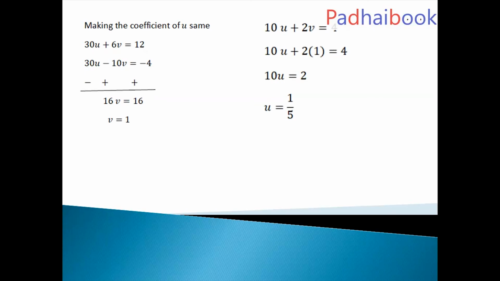Now I have put the value of v and calculated the value of u. 10u plus 2 equal to 4. So 10u is equal to 2 and u is equal to 2 by 10, which is 1 by 5. Now after that, here I have 1 upon x plus y is equal to u and u was 1 by 5, and 1 upon x minus y is equal to v, which is equal to 1. So if I cross multiply these equations, I get x plus y is equal to 5 and x minus y is equal to 1.